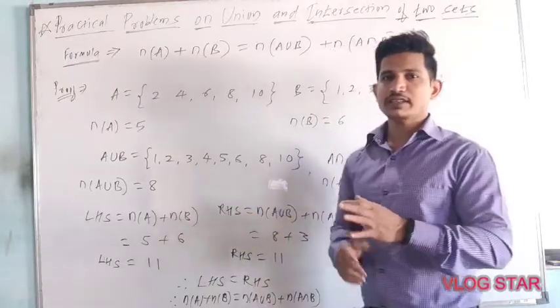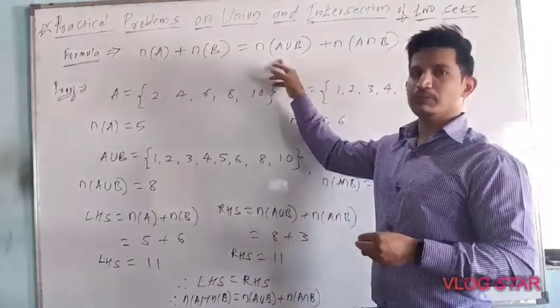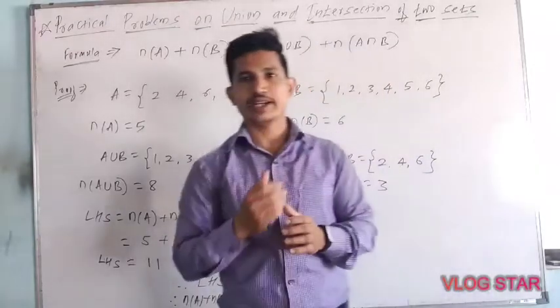Okay, now let's find the RHS answer. n of A union B plus n of A intersection B, हमें वो find करना है answer.